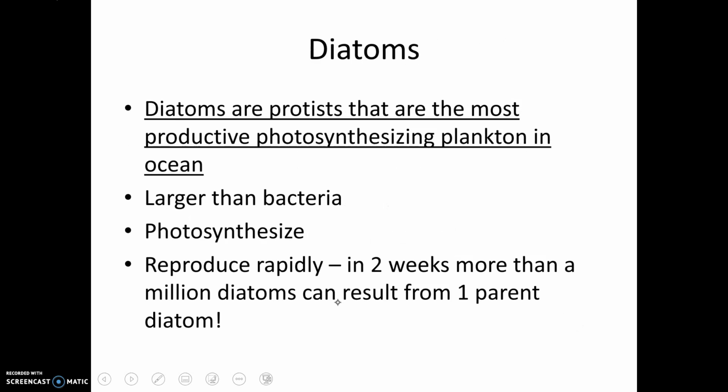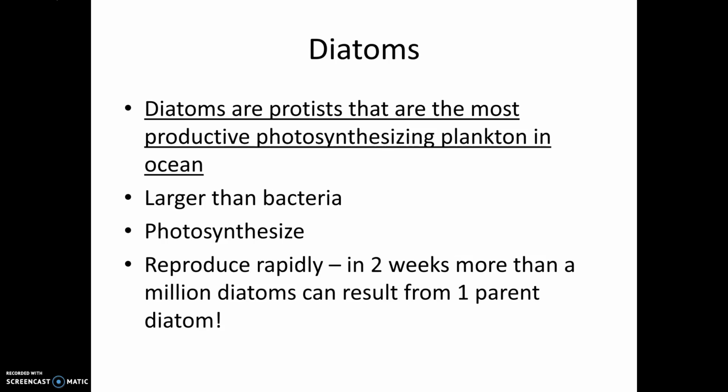So the first type of protist that we're going to talk about are diatoms. So these are the most productive photosynthesizing plankton in the ocean. Now remember, plankton are just things that float with the current. So these diatoms, these protists are the most productive, so they're making the most amount of oxygen, the most amount of sugars out of the other comparisons here.